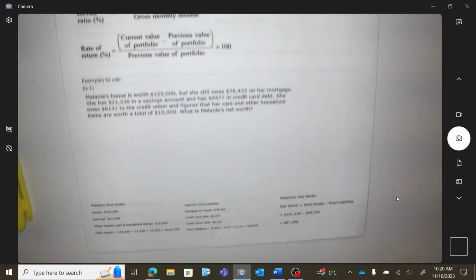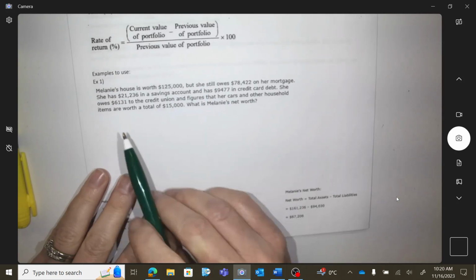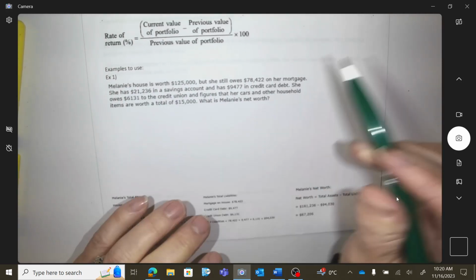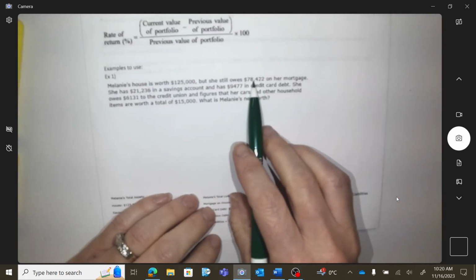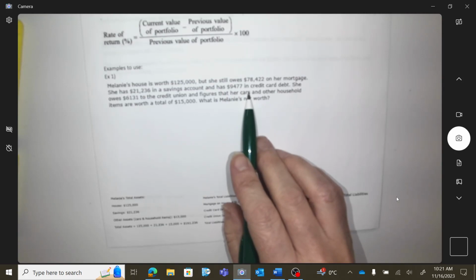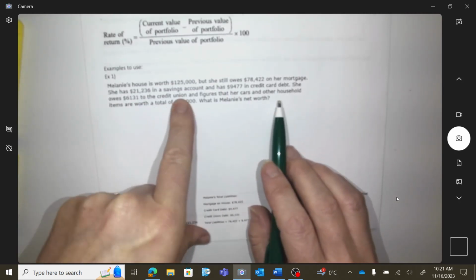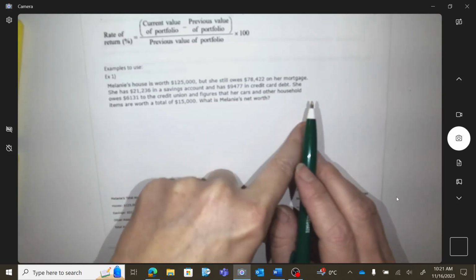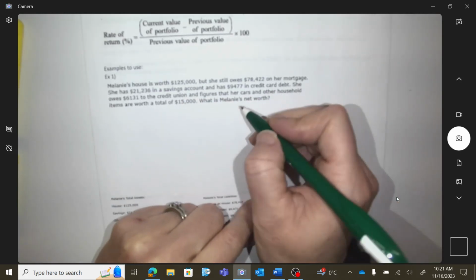Okay, so are these people going to get approved? So Melanie's house is worth this. She owes this on her mortgage, savings account, credit card debt. She owes this to the credit union. Figures her car is worth this. What is her net worth?